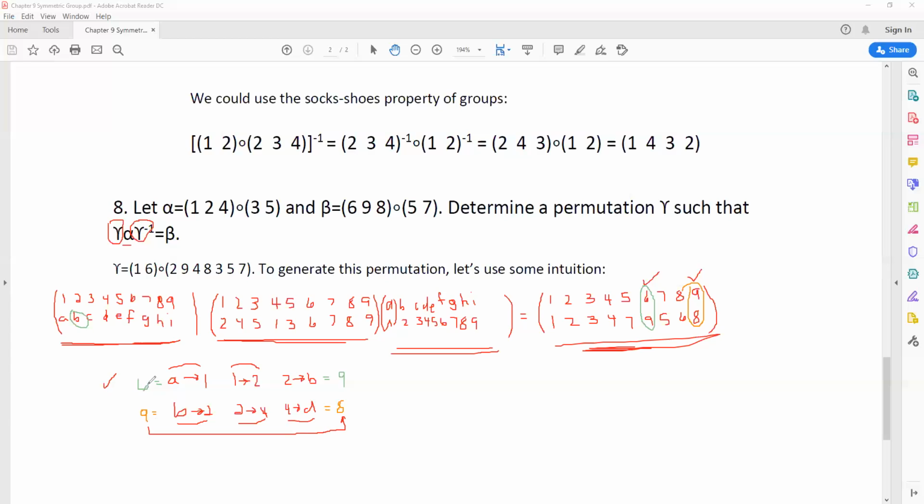If you continue this process, you will eventually figure out a permutation for gamma. And this is the one that I constructed.